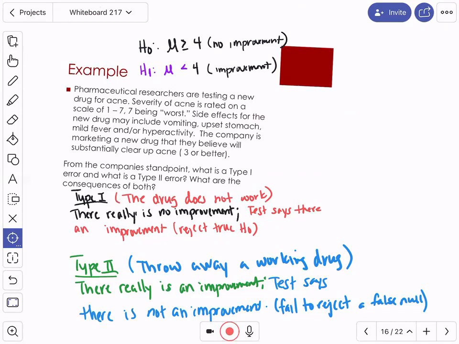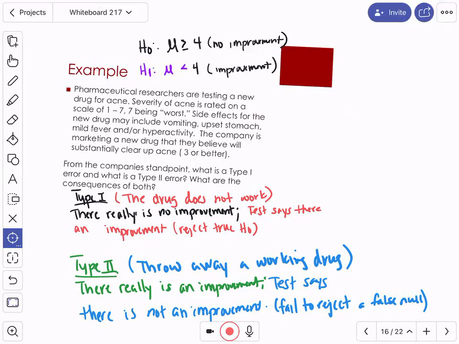In this particular case, which error is worse, type 1 or type 2? Anybody answer that? What's worse, giving people a drug that doesn't work or throwing away a working drug? Type 2. From the producer's standpoint, throwing away a working drug is worse, probably, right? From the consumer standpoint, though, the drug not working, giving you adverse side effects, is probably the worst error. In general here though, I would probably say a type 1 is the worst error because you're giving people a drug that doesn't work and they are getting these side effects from that particular drug.